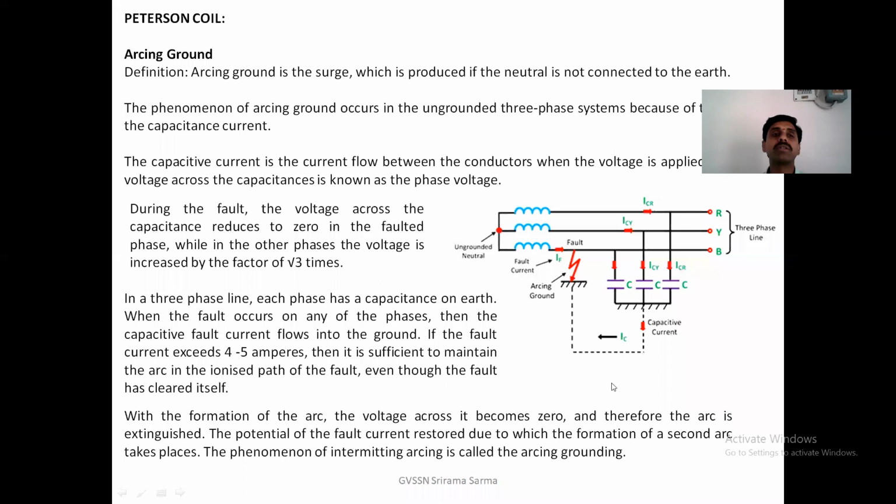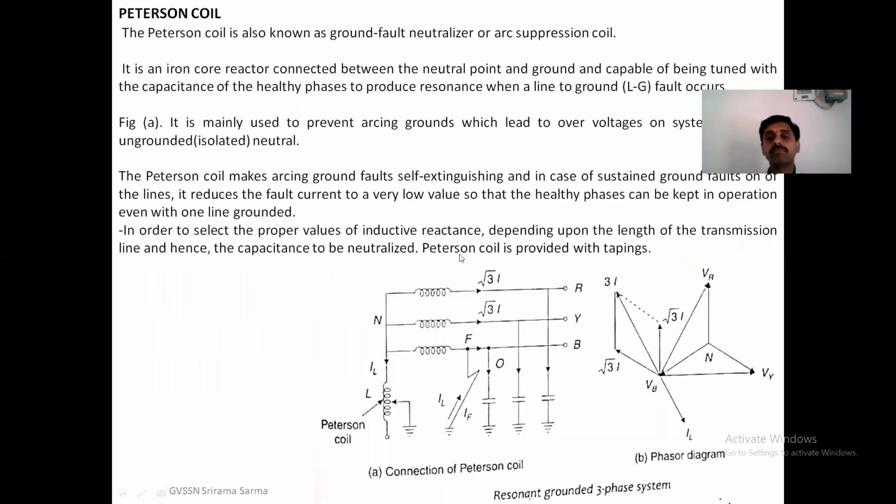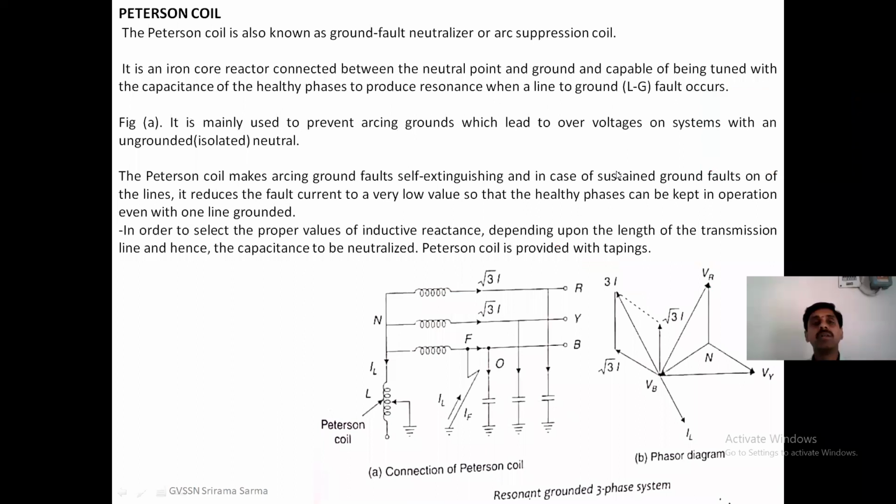Let us continue our discussion with the Peterson coil. Already we have discussed the RC ground. RC ground means the arc is maintained because of the capacitive current flowing in this path because of the ungrounded neutral. So the Peterson coil provides protection against these RC grounds. Let us see how. It is also known as a ground fault neutralizer or arc suppression coil.